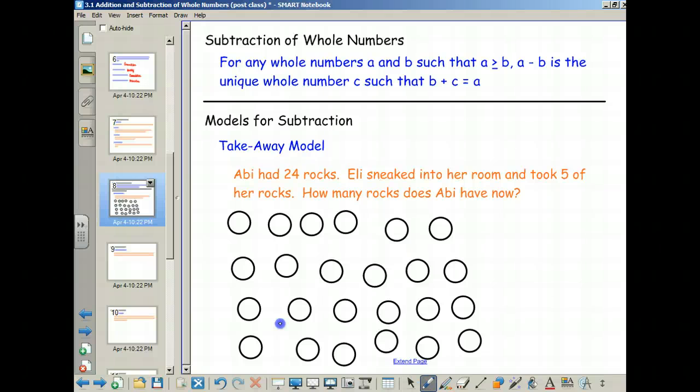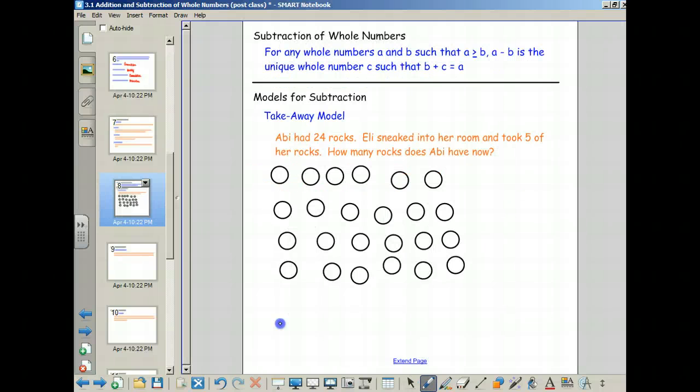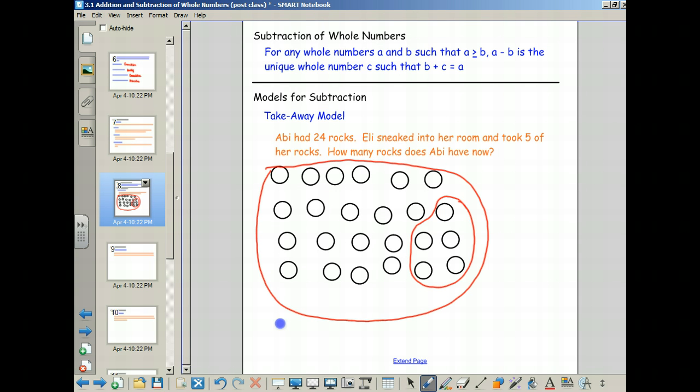All right, so we have 24 circles, and let me extend my page a little bit. So the idea would be that this is your set of items. We'll talk about sets. So there are 24 rocks inside of there, and Eli sneaks in and takes 5 away. So the image that you have is taking these and removing them from the set. So this is the image of what's going on.